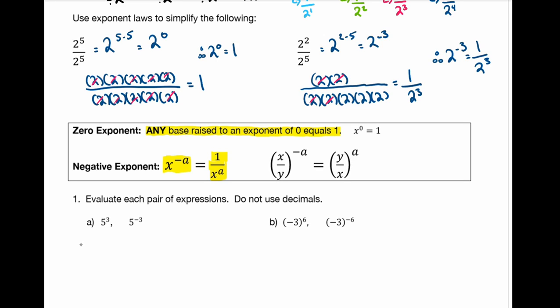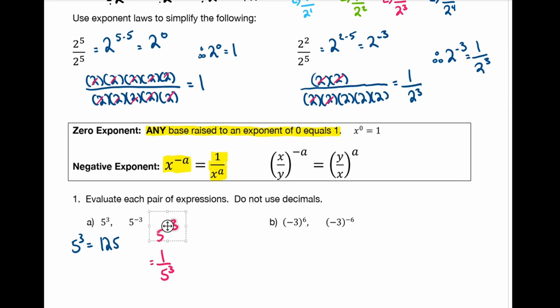So let's start off with 5 to the power of 3. This we can do on our calculator. Positive exponents are fine. 5 to the power of 3 is 125. If I want to do 5 to the power of negative 3 though, I first need to turn this into a positive exponent. This becomes 1 over 5 to the power of positive 3.